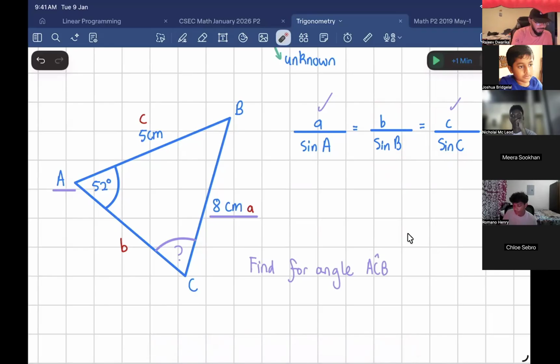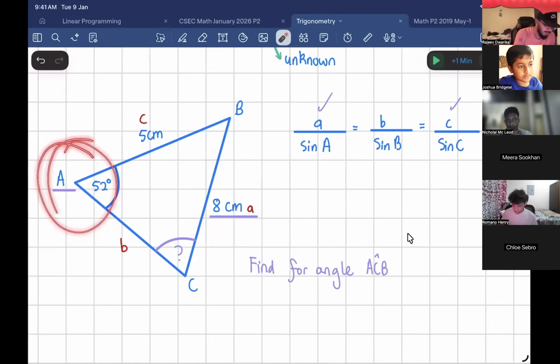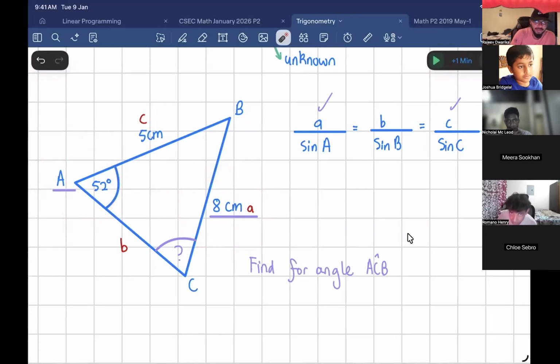Yes, sir. So you look for a pair. Mira, you're looking for a pair. Sky, can you see that this is a pair of information? I have the angle and I have the corresponding length. Right, Vinaya? I have an angle here and I have the corresponding length. Seeing that?